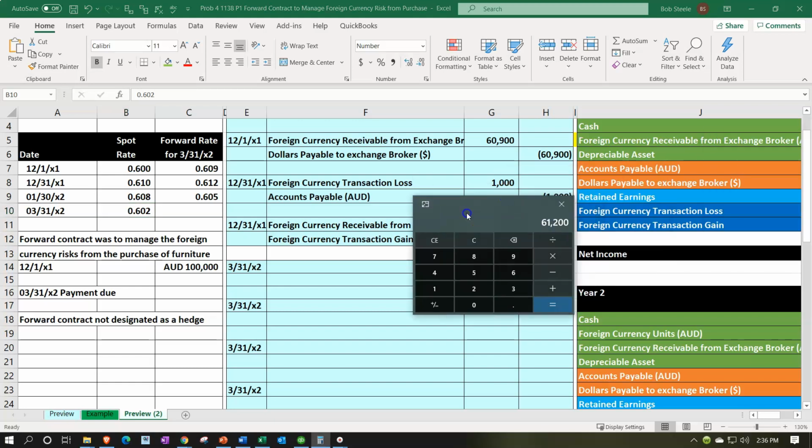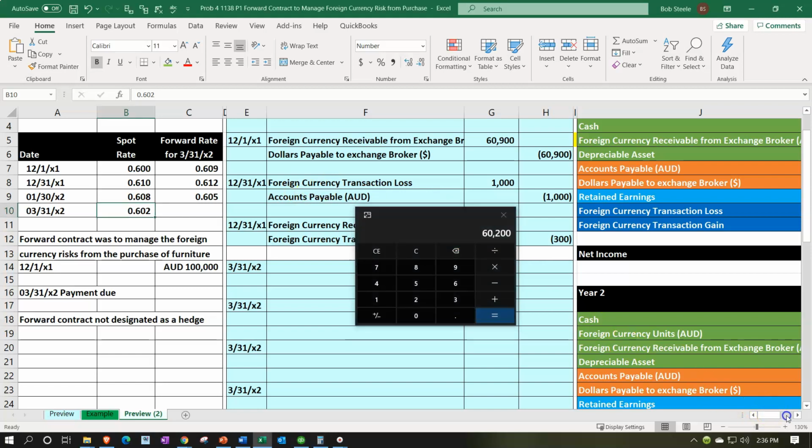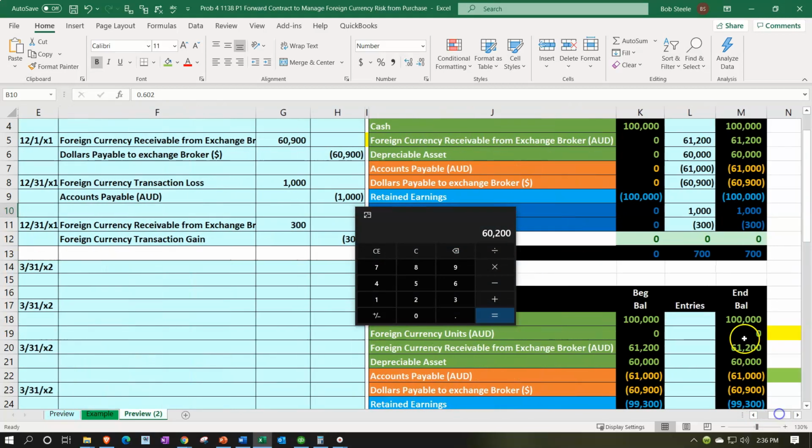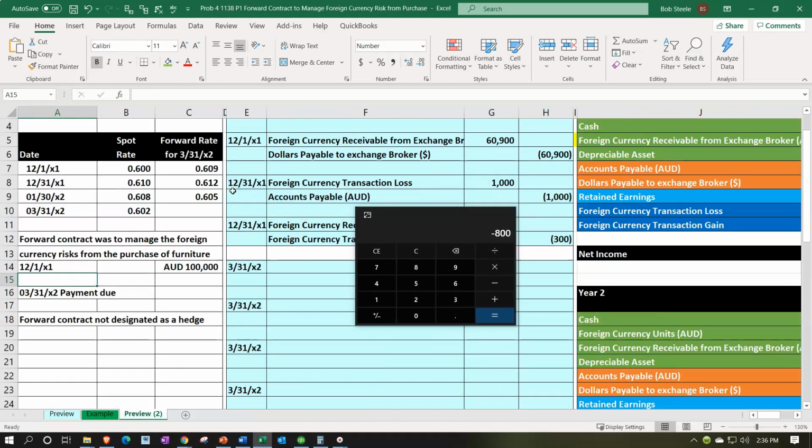Therefore, spot rate. So now we're going to be taking that 100,000 times the 0.602, the spot rate at the end of this whole thing. We're at 60,200. 60,200 is what it needs to be. What is on the books at this point in time is the 61,000. So minus the 61,000, that's going to get us an $800 difference.